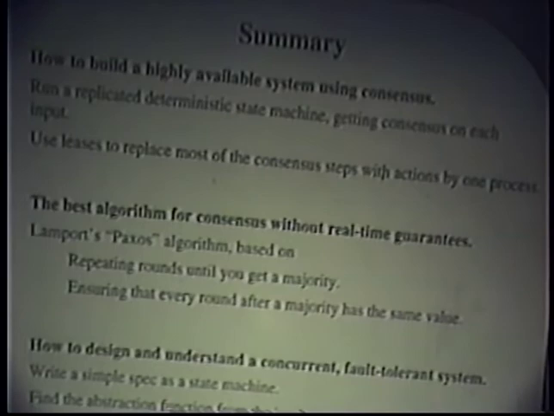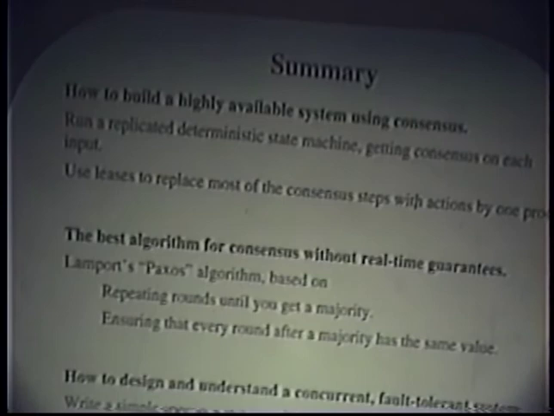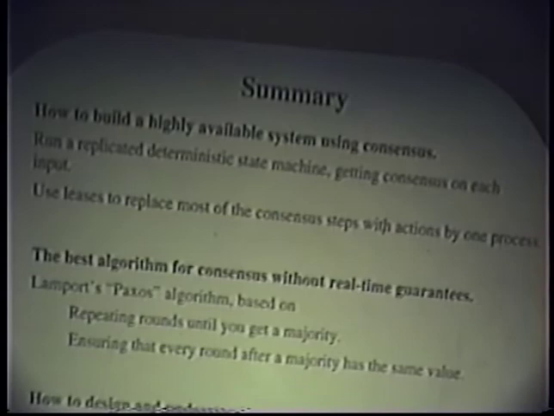OK, and that is the end of the story. I'll just put up a summary here of what I told you about. We talked about how to build a highly available system using consensus. And our basic idea is run a deterministic state machine, get consensus on each input, and then to make it more efficient, use leases to replace most of the consensus things. I showed you the best algorithm for doing consensus without real-time guarantees. It's this Paxos algorithm of Leslie Lamport's.